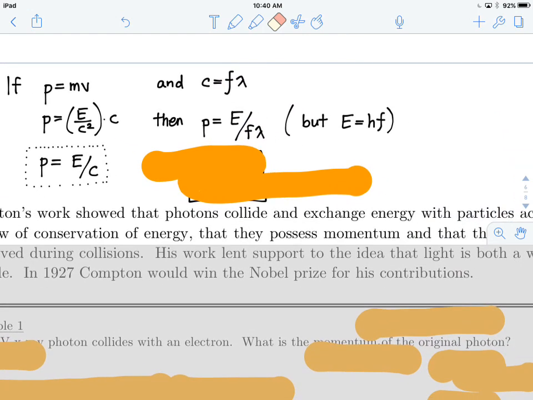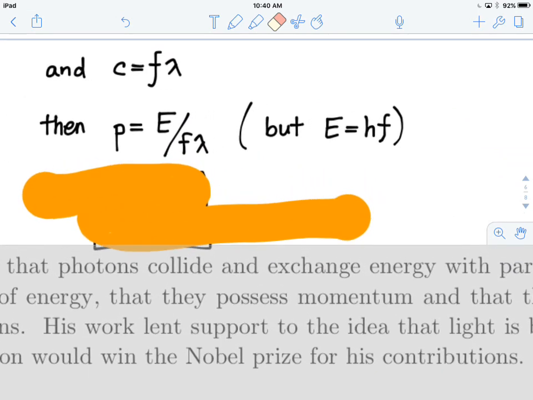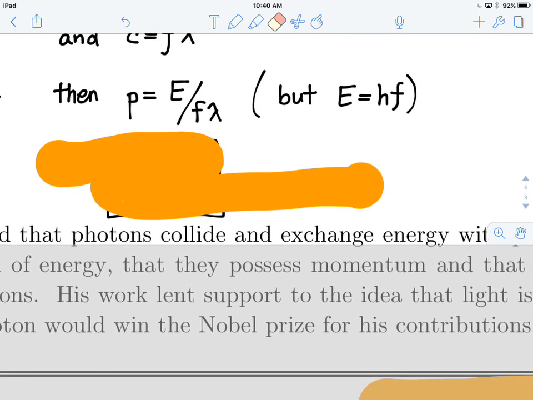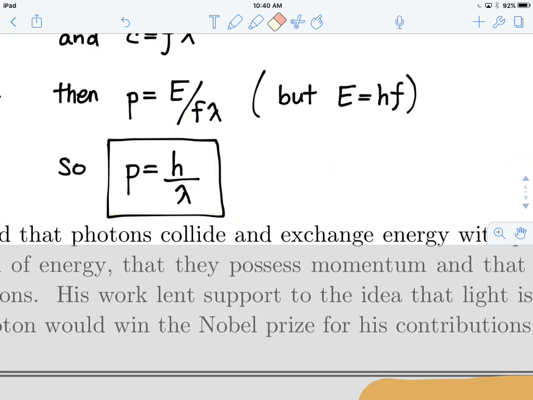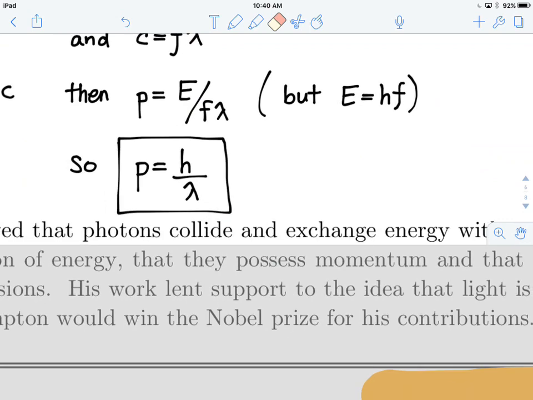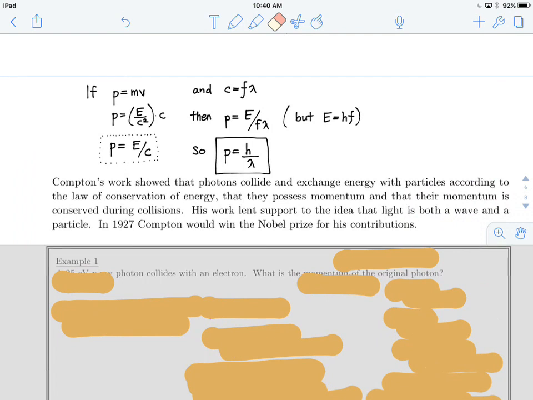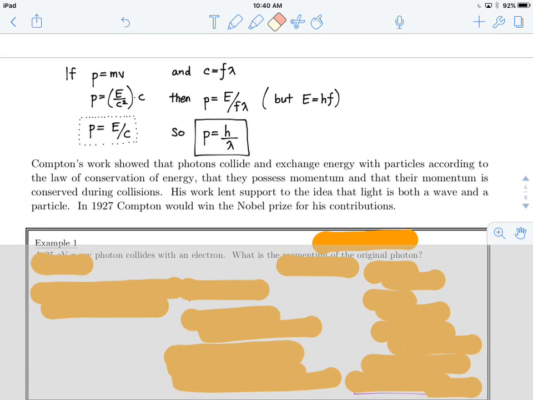But because this is quantum, and because of Planck's idea that energy is quantized and that the energy of a photon is h times f, we can replace this and we arrive at p is equal to h over lambda. So here's a way of expressing the momentum of a photon in terms of its wavelength and Planck's constant. Compton's work showed that photons do collide and exchange energy with particles according to the law of conservation of energy. They have momentum, and their momentum is conserved during those collisions as well.